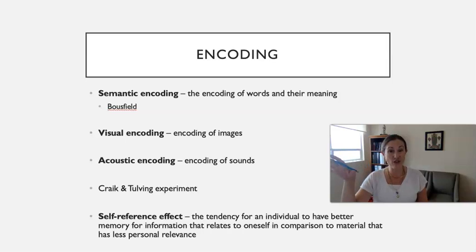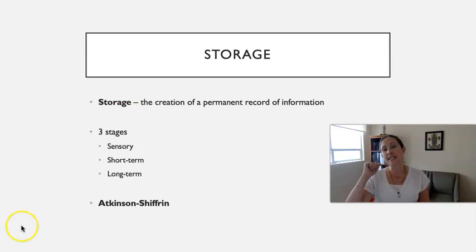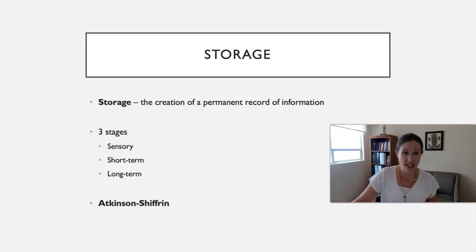So that is it for encoding. The next thing we're going to start to go on about is storage, and we are going to spend a while on storage. Just a heads up. Storage is creating a permanent record of information. There are 3 stages to do this. You have sensory memory, short-term memory, and long-term memory in the storage component.